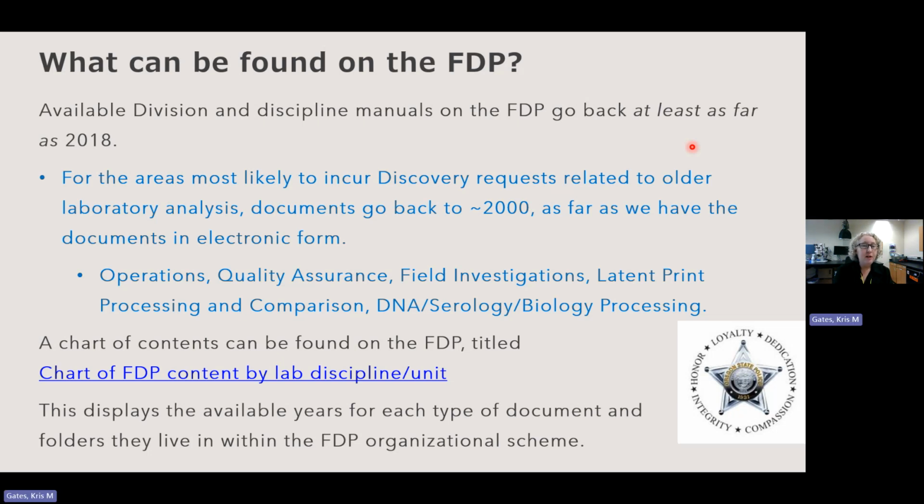A chart of all the contents that can be found on the FDP is also found on the FDP, titled Chart of FDP Content by Lab Discipline/Unit. This chart displays the available years for each type of document, as well as the folders they live within the FDP organizational scheme. You can find this chart under the user help department on the FDP, and I'll show you where that is.